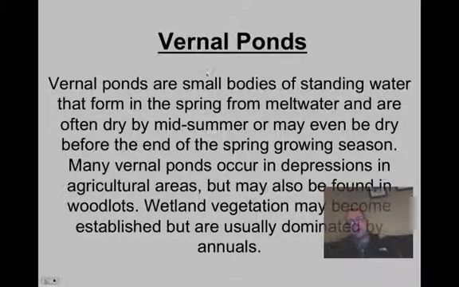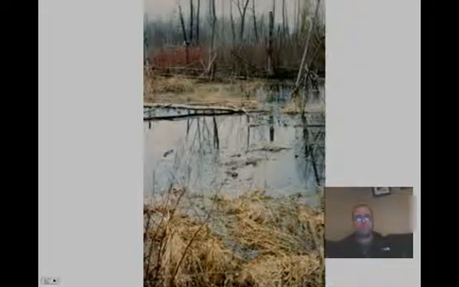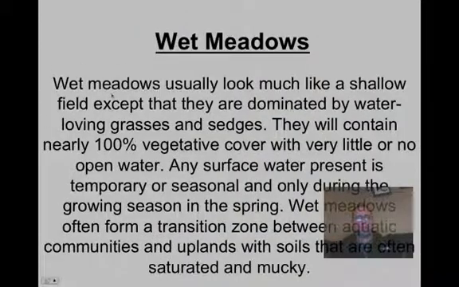So we get these in the wet periods of the year. For Michigan, that would be spring and fall. They generally dry up in the summer. Something like this. A wet meadow looks like a shallow field. Really no open water, but the idea though is that it is wetland vegetation, usually 100% cover of wetland or water-loving grasses or something like that.